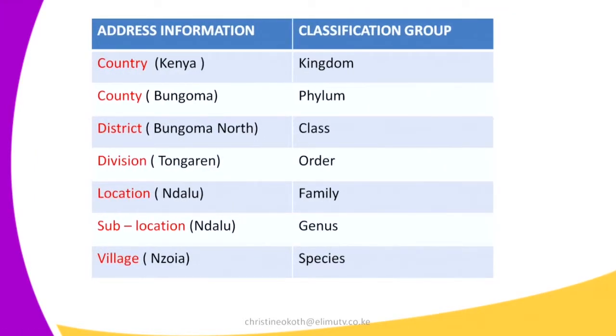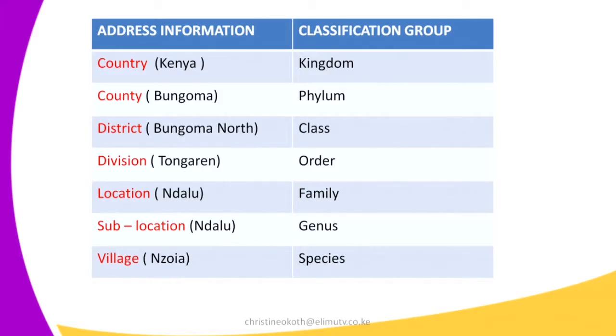So the units of classification, you can also use this to help you classify them. For example, if you have the address information, you can link it to the classification group. For example, if a student X lives in a certain place down the village, Zoya, we start by classifying him and linking it to the classification group from the biggest, which is the kingdom.